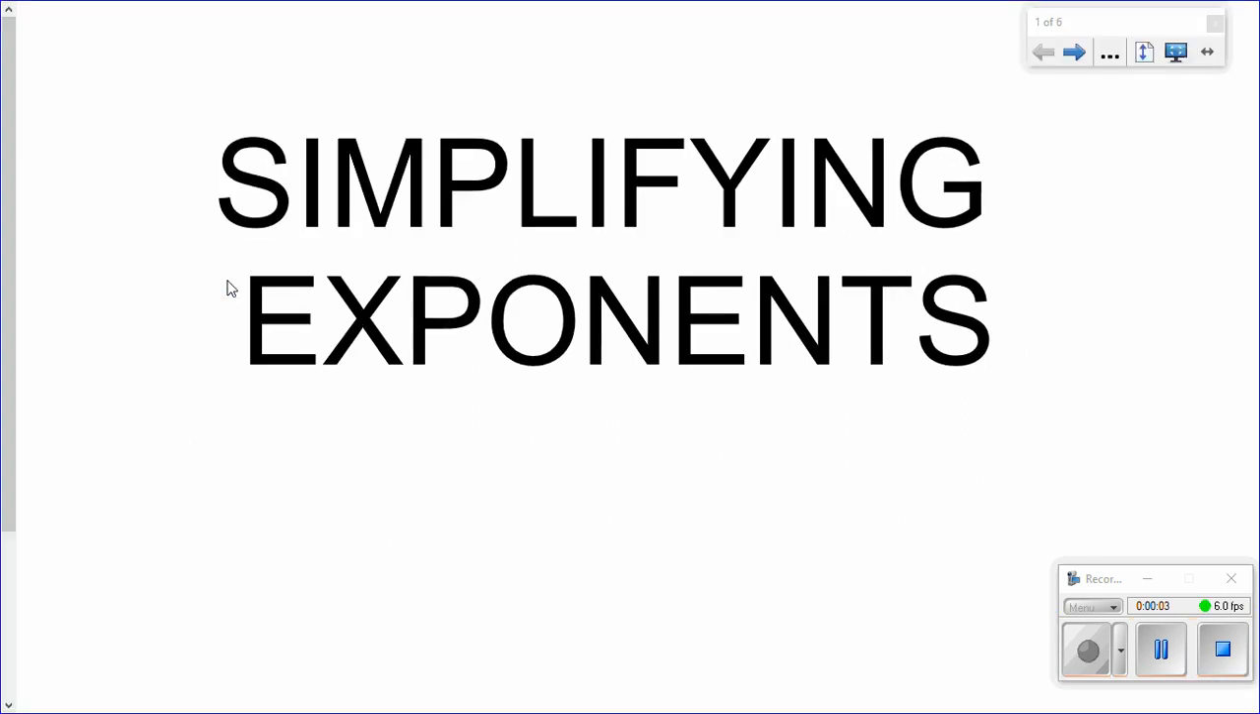Hello everybody, we are moving on to day 2 of our notes for unit 6, which is simplifying exponents. So last time, or in class, you learned about the laws of exponents and what to do with those. Now what you're going to learn is how to apply multiple laws within one problem. Okay?